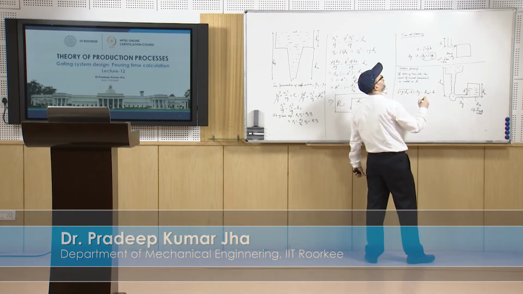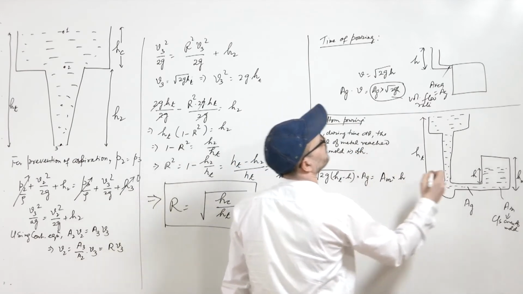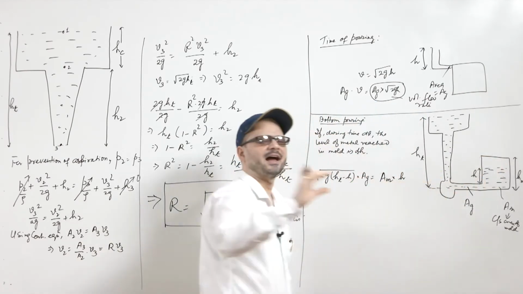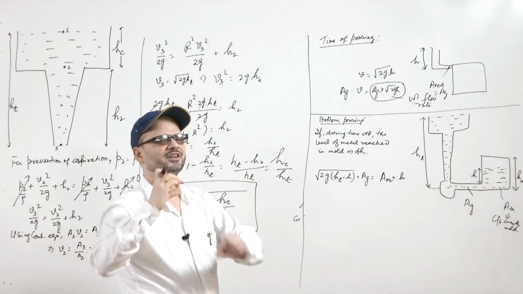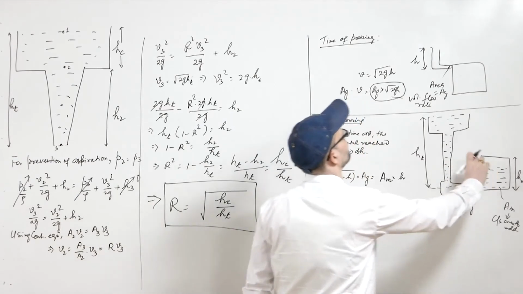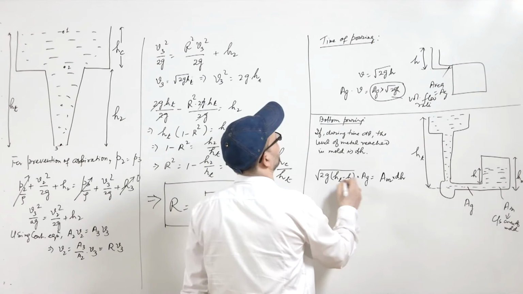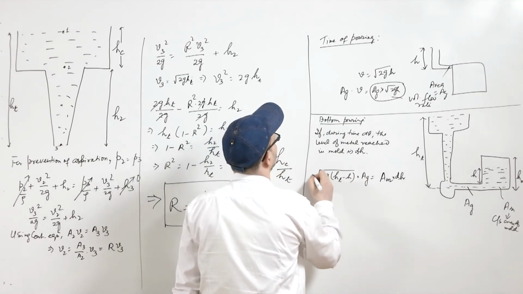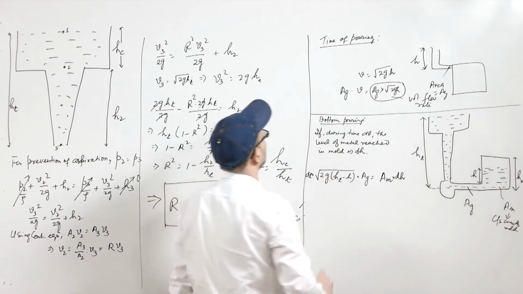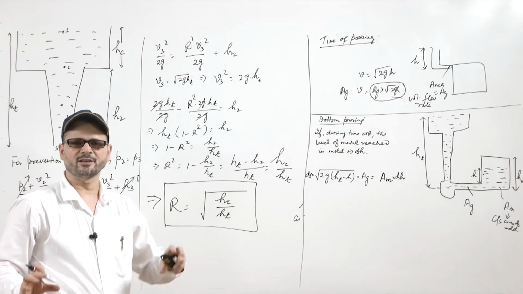Actually, we will take this height. During the time dt, the height achieved is dh. At a particular instant the height is h, so it will be dh, and this is achieved in time dt. So, you multiply this with dt. Now, this is the equation which you get, and this equation needs to be integrated.